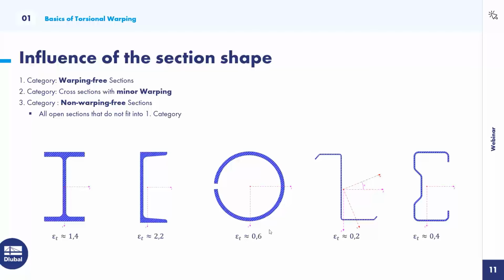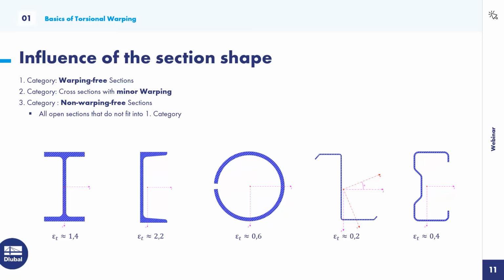So what have we learned until now? We have learned that we have 2 different types of bearing mechanisms for torsional loading: the primary torsion and the secondary torsion, which goes along with warping torsion. And then we have an influence of the section, where we have 3 different categories, and only non-warping-free sections are, or can be assumed to be, prone to warping. And we will check that out now in RFEM.